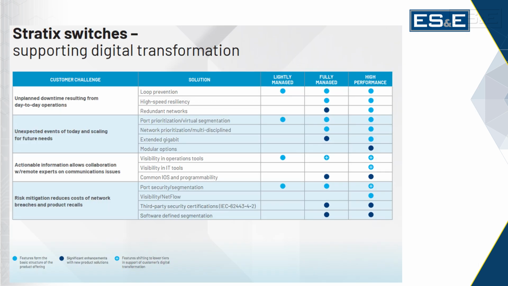This gives an overview of, hey, what are your customer challenges? You have loop protection or prevention on the lightly managed, on the fully managed, and on the high performance. You have virtual segmentation, VLANing across there. You have collaboration and all that fun stuff with visibility and tools across the board. Port security and segmentation, you have that across the board. You don't have as much resiliency or redundancy, or any, on the lightly managed. That's kind of why we don't really focus on that. But I'd rather see a lightly managed switch used than a Stratix 2000, to be honest with you.